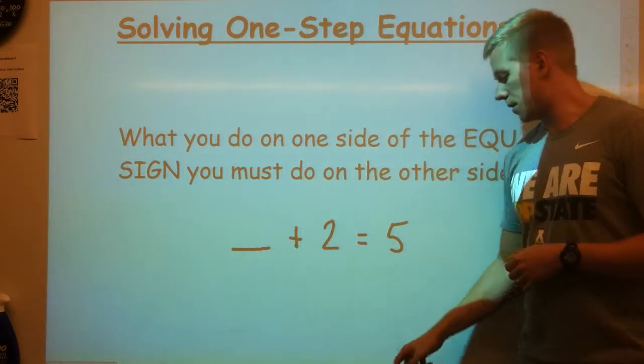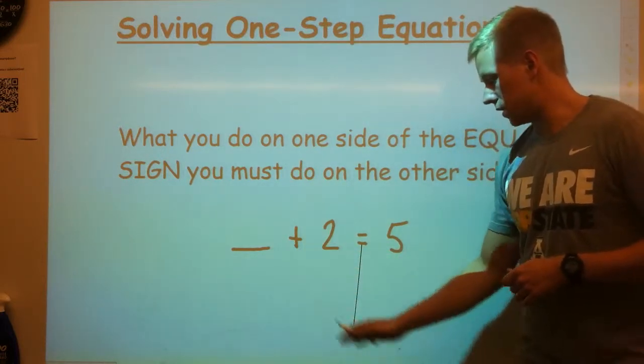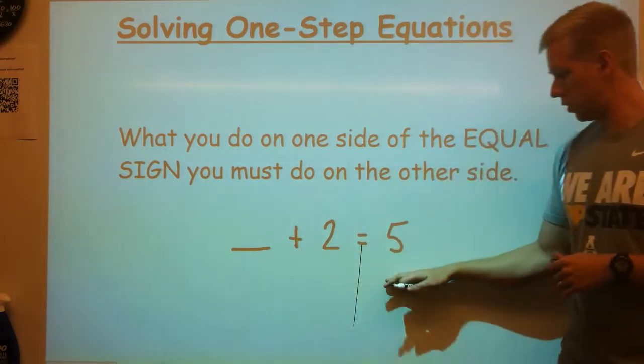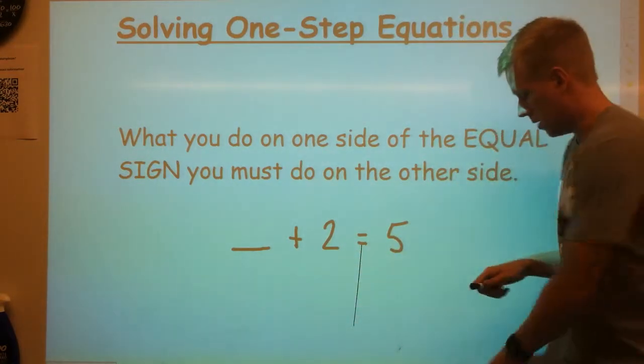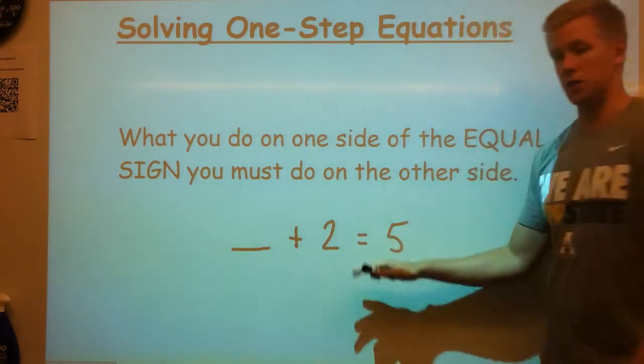Some people probably have learned how to draw a line down the equal sign so they can see what I do over here, I must do over here. But we're going to try to get away from that so we can end up solving multiple steps.